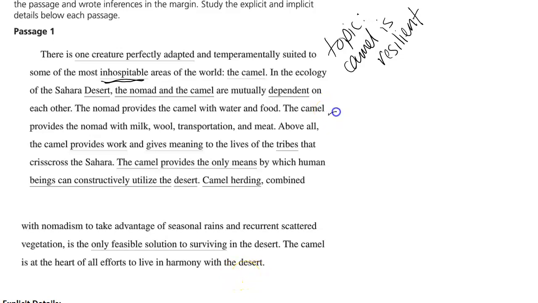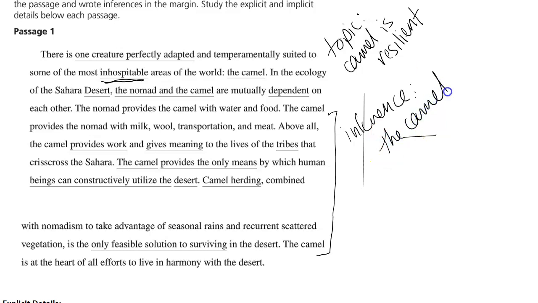Okay, and so we see one central idea that is present here, and our inference is the camel is irreplaceable to the desert people.